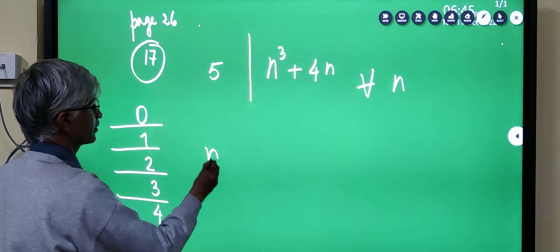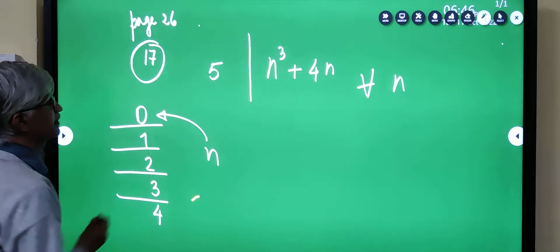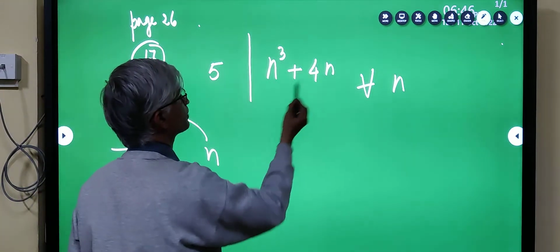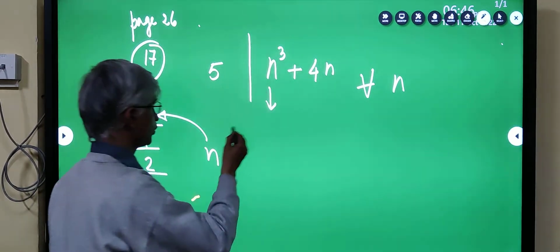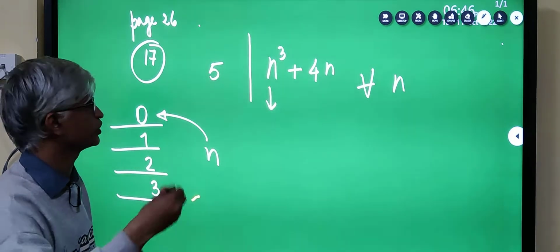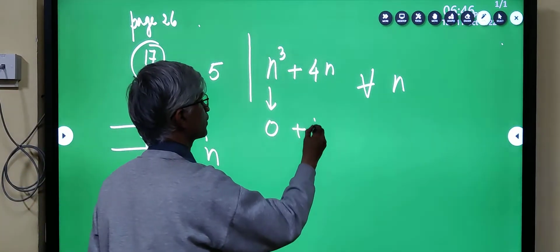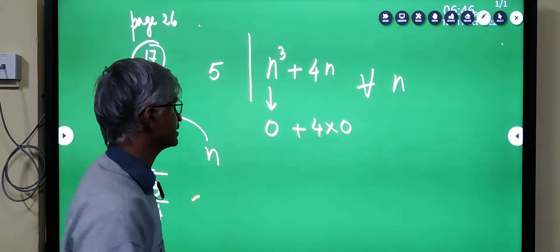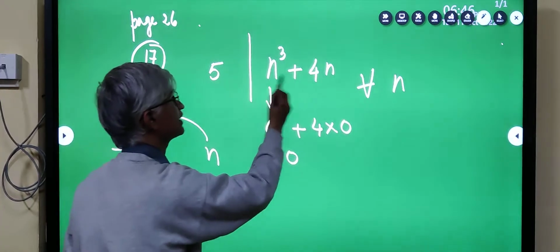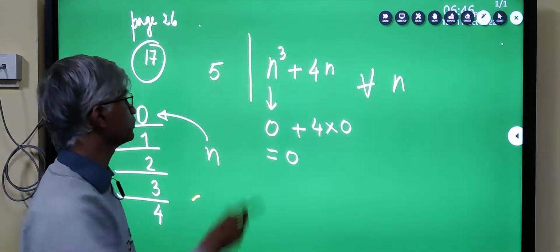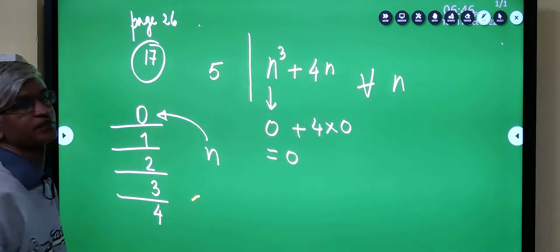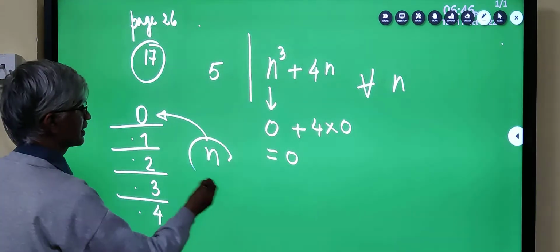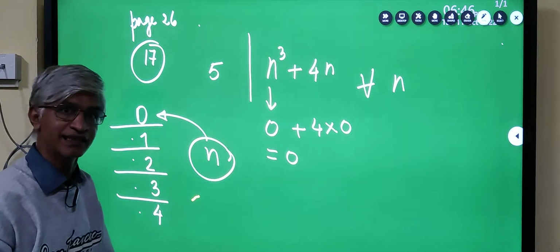So if n belongs to this case, that is n leaves a remainder of 0 when you divide by 5, what happens to n cube plus 4n? N cube leaves a remainder of 0 into 0 into 0, because you can multiply the remainders, plus 4 into 0, because once again you can multiply the remainders, and of course you can add the remainders, and this gives 0. That means that n cube plus 4n leaves a remainder of 0 when you divide by 5 if n itself leaves a remainder of 0. But there are 4 other cases where n can lie, and let us consider each case one by one.